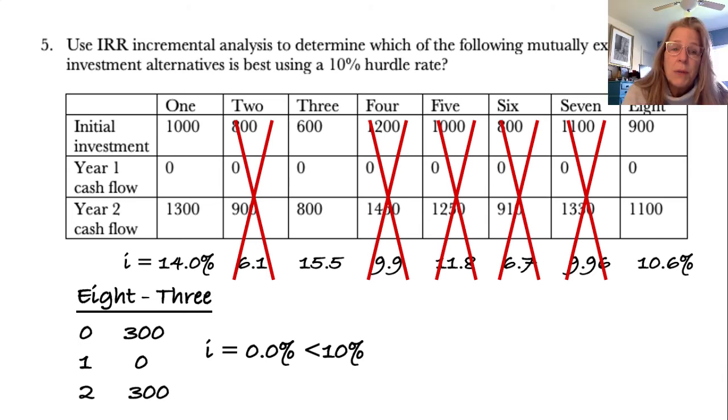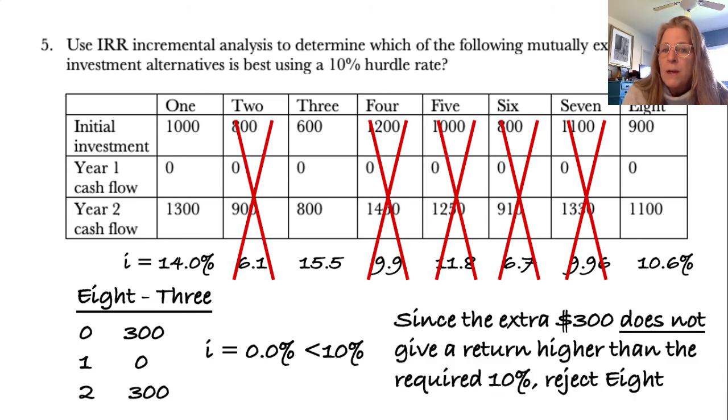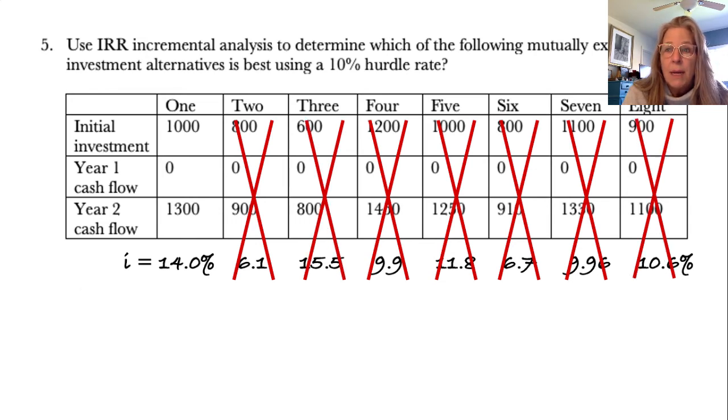Now that's a 0% return. I'm not getting any return at all, which is less than the hurdle rate of 10%. So that means that the extra $300 does not give a return higher than 10%. So we're rejecting 8. So now I'm going to get rid of project number 8. I should not have gotten rid of project number 3 on this because I'm still comparing that.